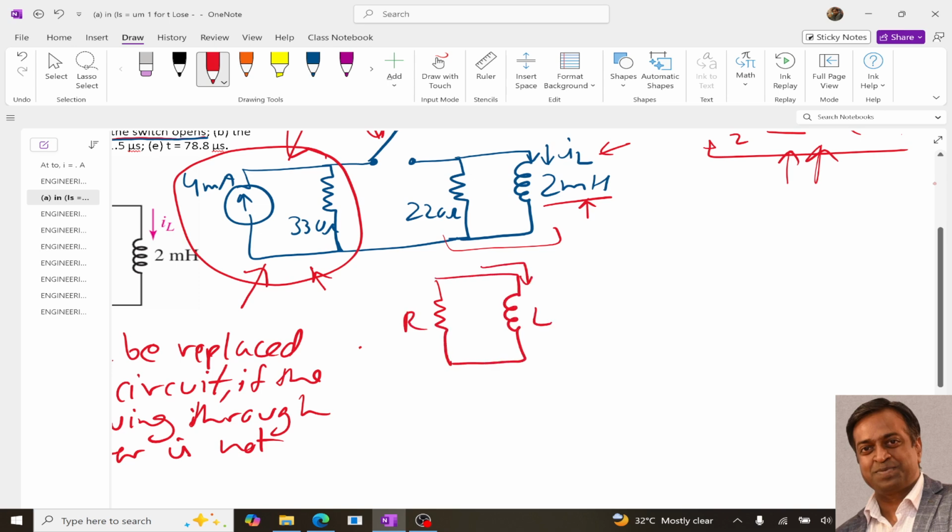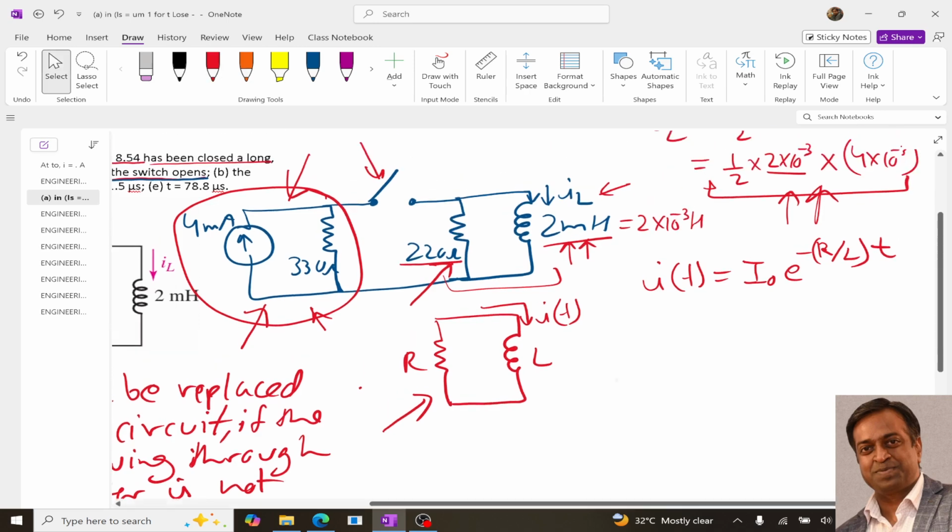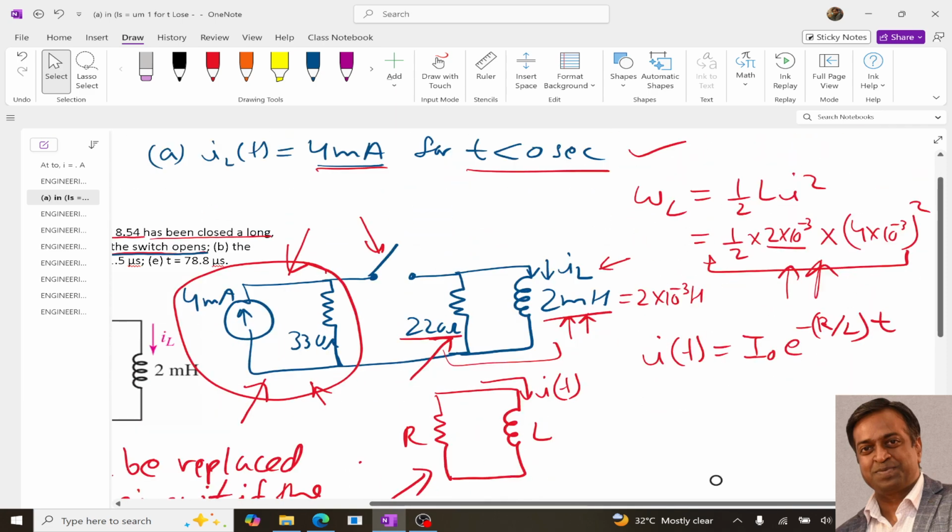And we know that for this type of circuit, it is simply the RL circuit, right? We know that for this type of circuit, we have the expression I(t) equals I naught e to the power minus R by L t, right? Comparing this standard form with this one, over here our R is 220 ohms, L is 2 millihenry, which is 2 into 10 power minus 3 henry, right? And our I naught is the initial current at t equals 0, which is this 4 milliampere.